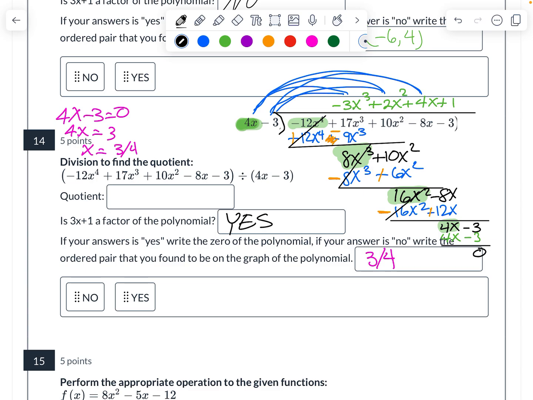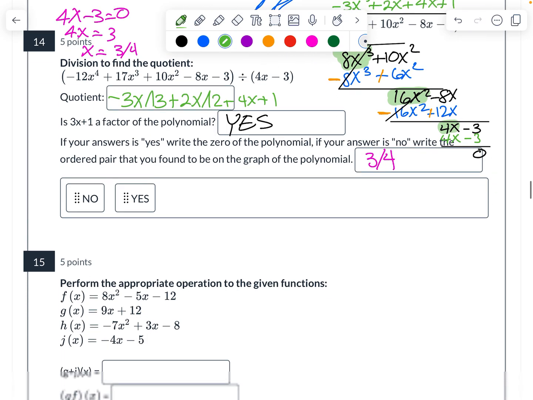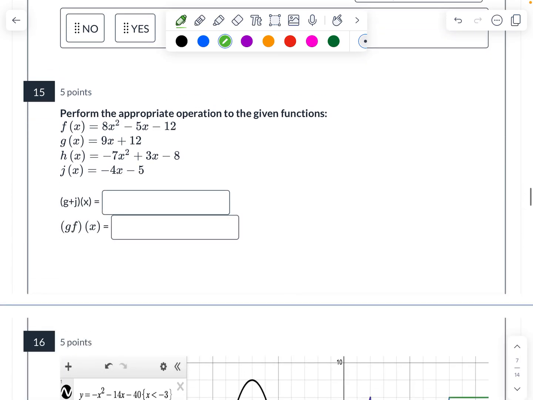And this right here is my answer. So I'm not going to do that though. We're going to write it. So my answer is negative 3x to the power of 3 plus 2x to the power of 2 plus 4x plus 1. And we are ready to move on.